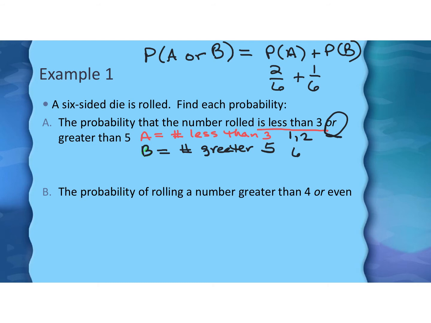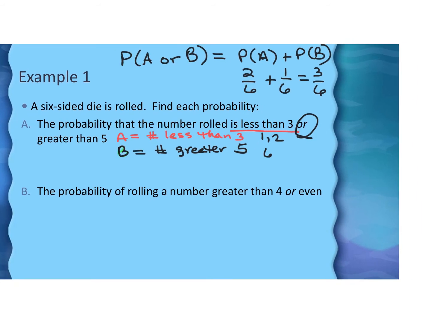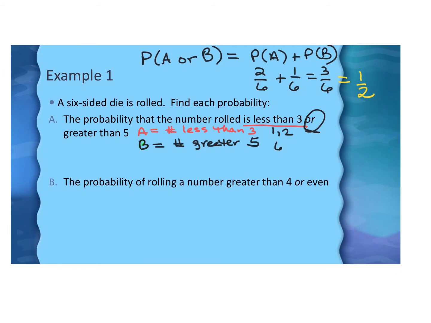And now I add those two simple probabilities. Notice I didn't reduce that first probability, because if I would have reduced the 2 6 to 1/3, I would have to go back and find a common denominator. So I just left it with that 6 denominator, and now I'm going to simplify. So 3 over 6 will simplify to 1/2. So the probability of a number rolled being less than 3 or greater than 5 is going to be 1/2, or 0.50, or 50%.